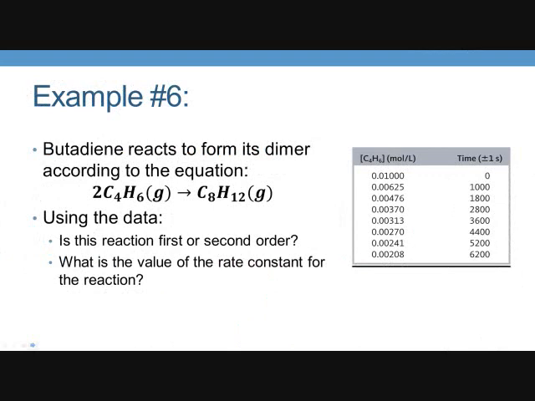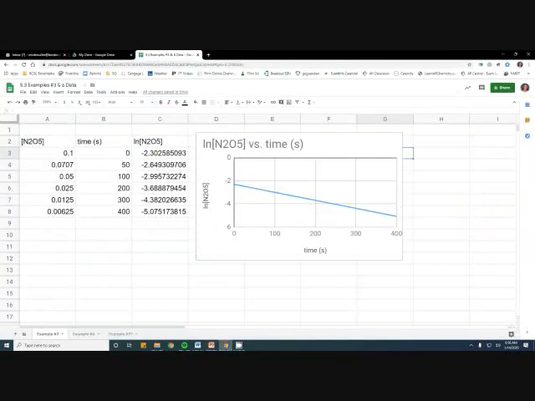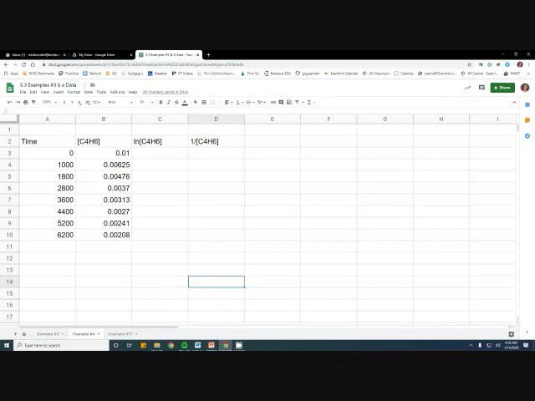Okay, so for example 6, we have this reaction for butadiene, and we need to prove if this is first or second order, and we need to find the value of the rate constant. I have put this into Google Sheets to graph. I have my information given from the table already typed in, and we need to prove if it's first or second order. So remember, first order is when it's natural log, second order is when it's inverse.